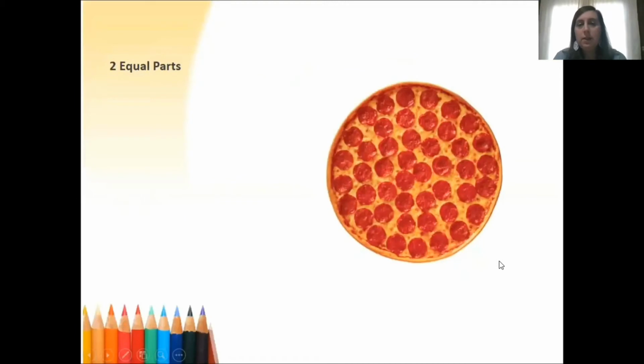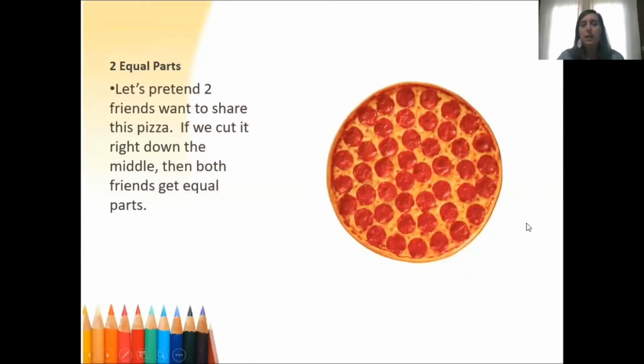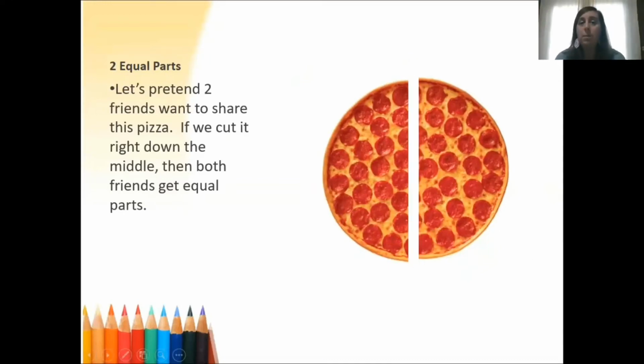So here's this piece of pizza. Let's pretend two friends want to share this pizza. If we cut it right down the middle, then both friends get equal parts. So you can see the line, and there we go. Both friends get equal parts, fair shares.